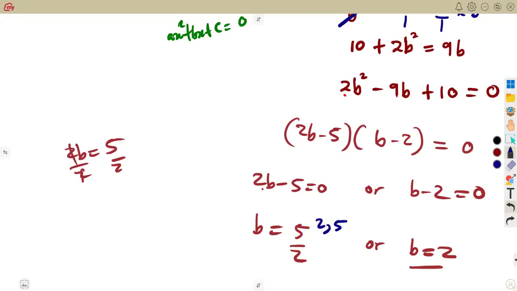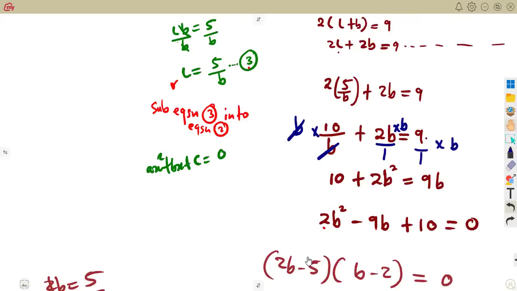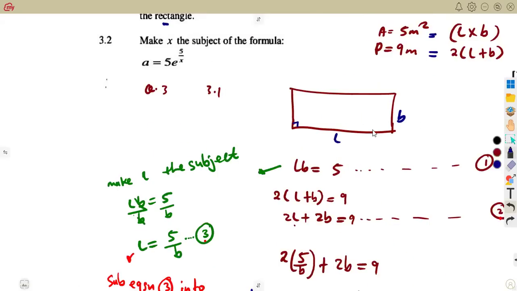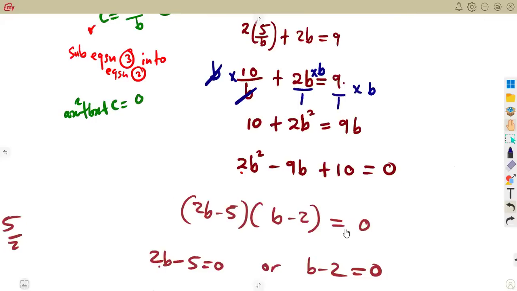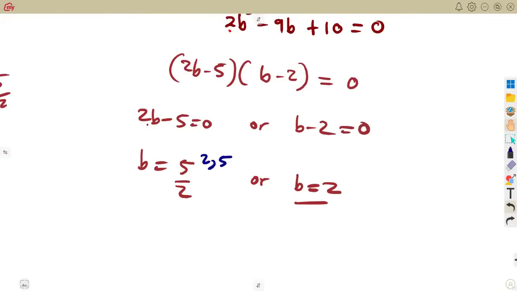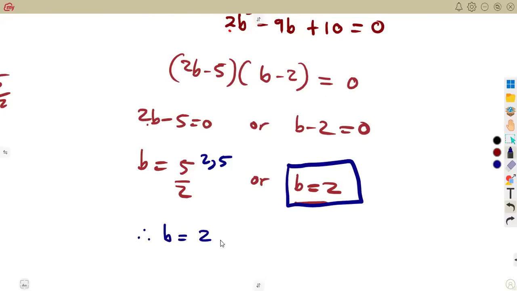So remember, b is the breadth, and the breadth is smaller than the length. I mean, the breadth is our width. It is smaller than what? The length. The width is smaller than the length. That is what I'm trying to say. So comparing these two values, which one can be our b? The smaller one. You have to take the smaller one, this one. So in this case, therefore, you're going to take our b to be 2 meters. The breadth is going to be 2 meters.